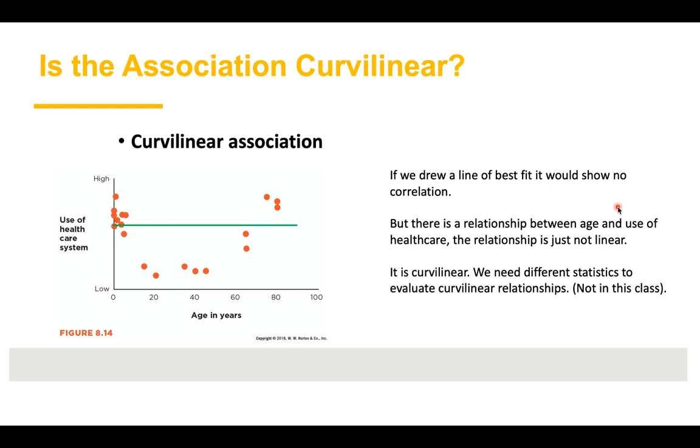We're not going to get into what to do about that. We're not going to get into what other statistics allow us to assess curvilinear relationships. That is beyond the scope of this class. Again, just know that bivariate correlations are unable to assess these curvilinear or nonlinear associations.